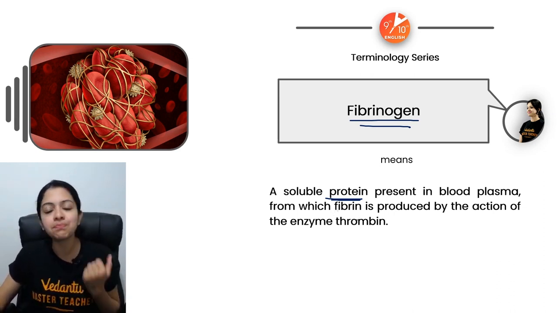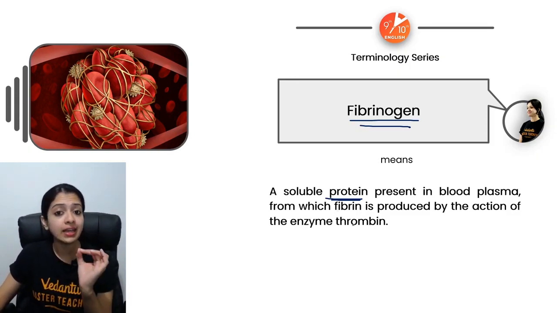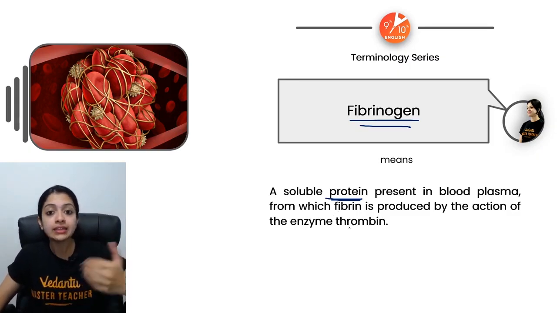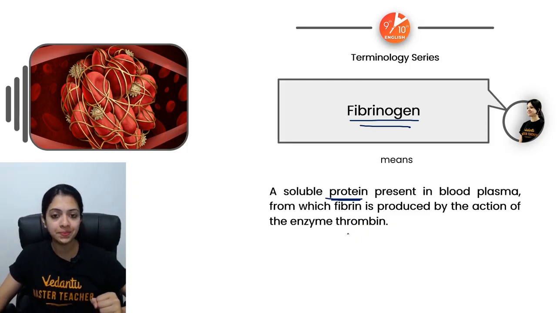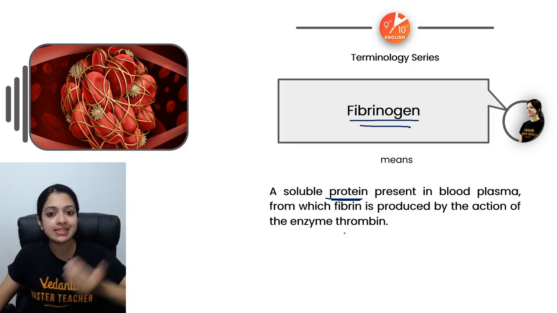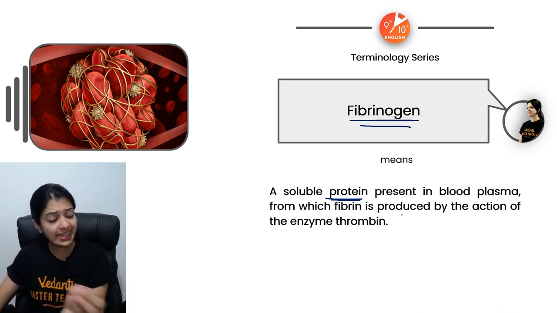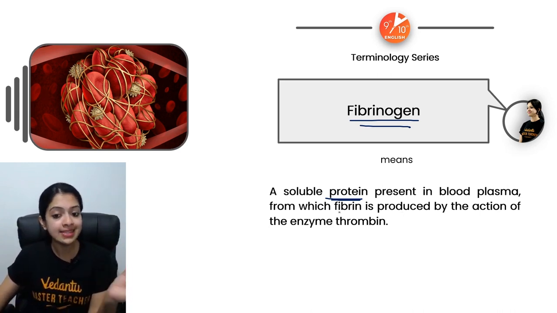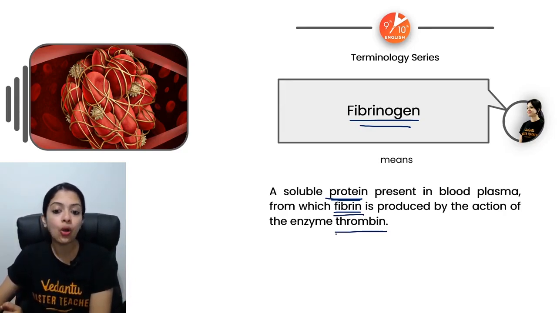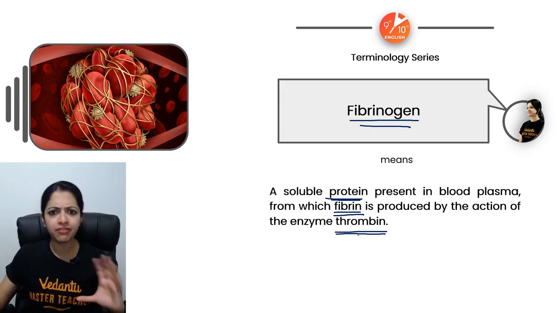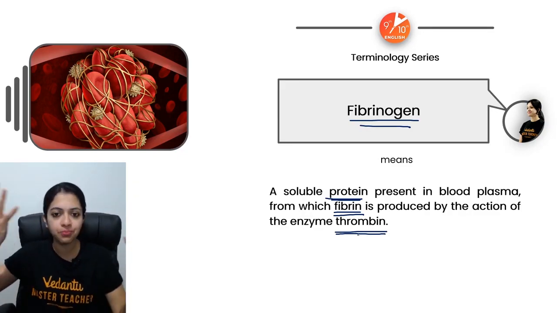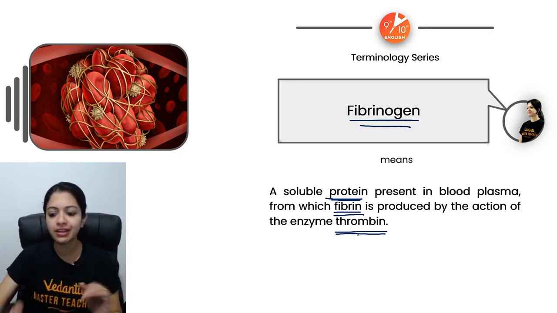So, where does it play a major role? Majorly, it plays a role in the pathway of blood coagulation, the overall systematic process by which blood clotting occurs. So, it is from fibrinogen that the substance fibrin gets produced by the action of an enzyme called thrombin. So to understand all this, you will have to know about the blood coagulation process properly. You need to be clear about that.